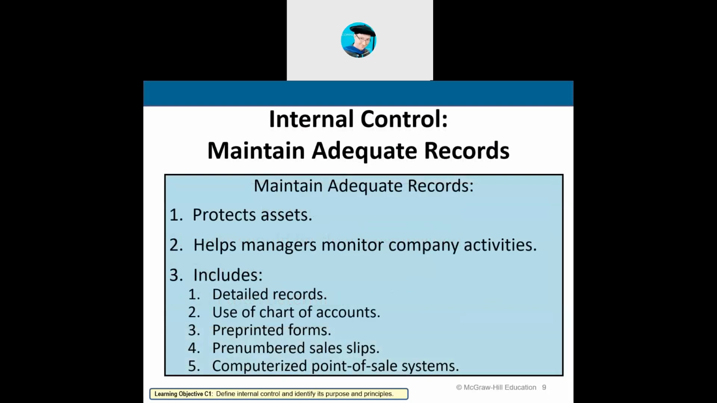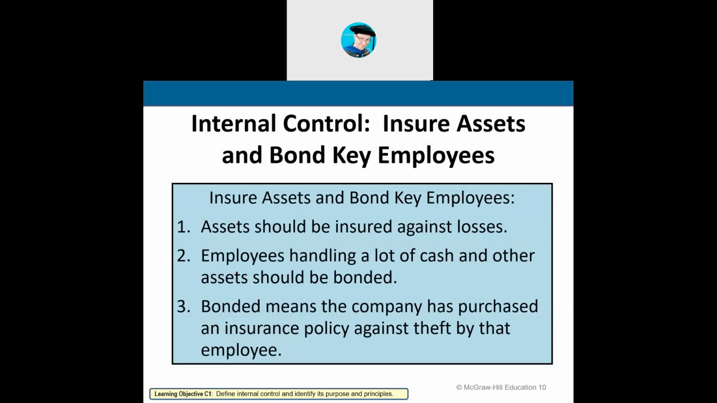Maintain adequate records. This helps us to protect assets, helps managers to monitor company activities, and includes things like detailed records using the chart of accounts, printed forms, pre-numbered sales slips, computerized point-of-sale systems. Pretty much the idea behind this is to make sure that all of your records are organized in a logical way. So for example, if I have a customer, the customer comes in, they happen to be number 102, my sales slip says customer 102, and my computer information system says customer 102, I can trace it right back to that customer. So if something goes wrong with that product, I know who bought it, right? So that's one of the many important reasons why we need to maintain those types of records.